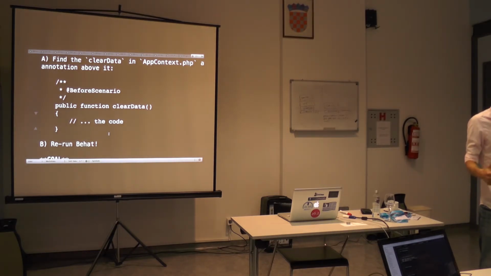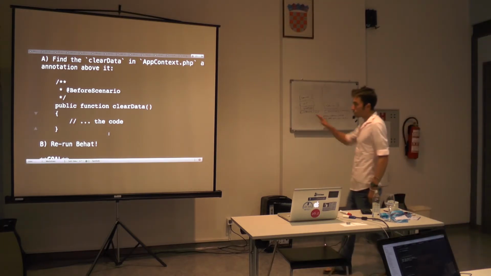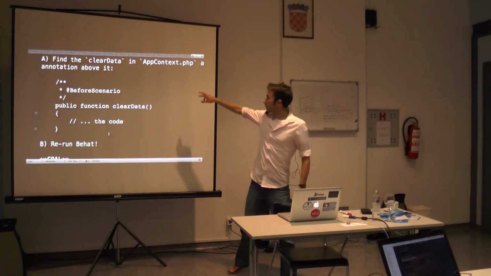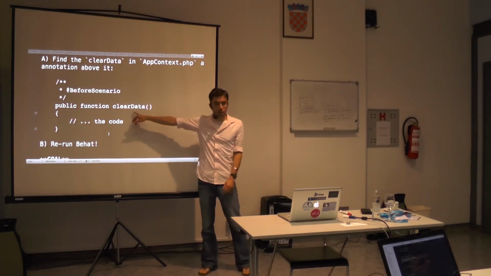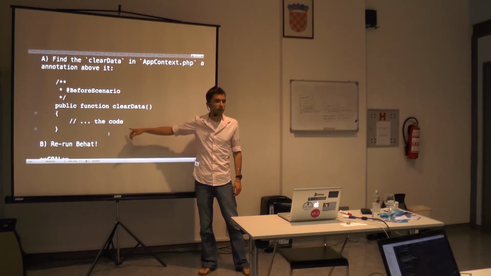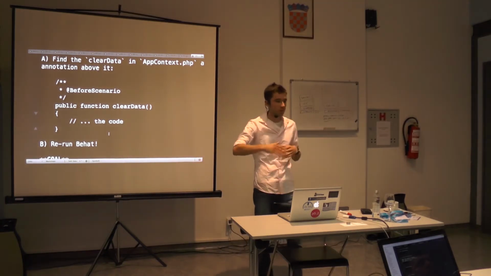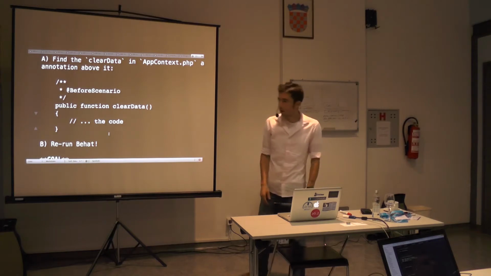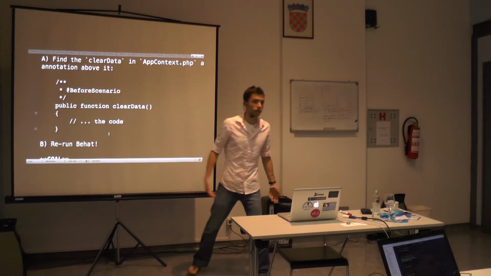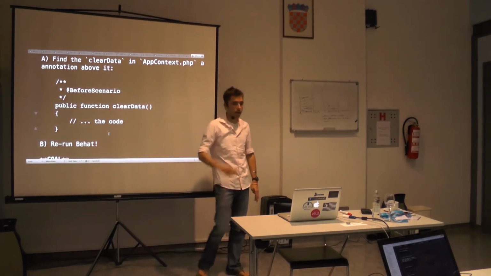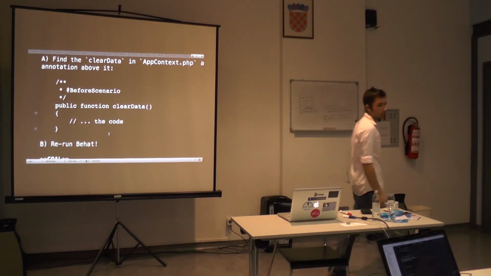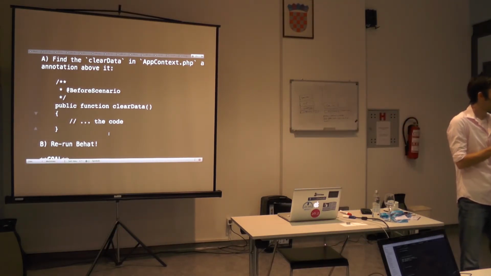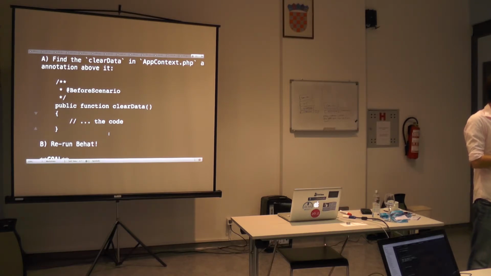In our application, it might be a good idea to empty the user table before every scenario and empty the product table before every scenario, so we kind of have a clean place to start. You can do this if you want to, but you don't need to. Inside of my app context, I have a function called clear data, and it does exactly that. It uses my application-specific code to just empty a couple of the tables. And if I want this to run before every scenario, you just need to add the before scenario annotation before it. In the Behat community, they say you need to reset your world.